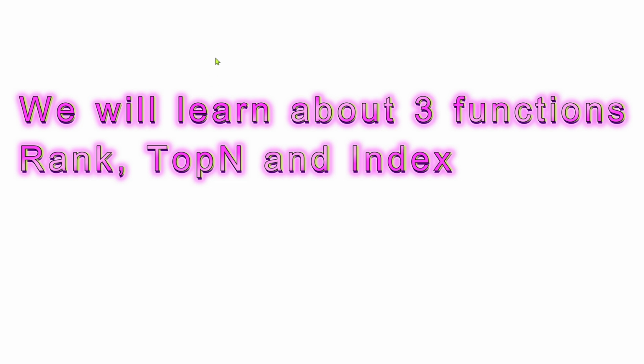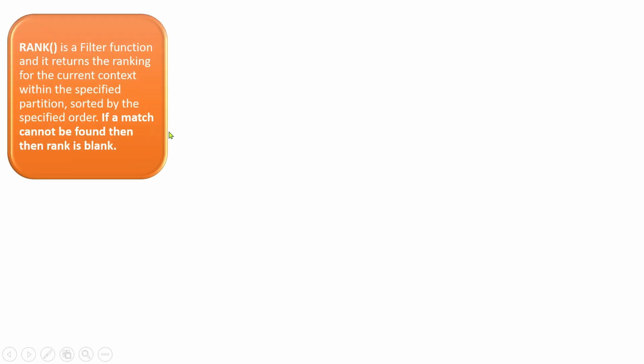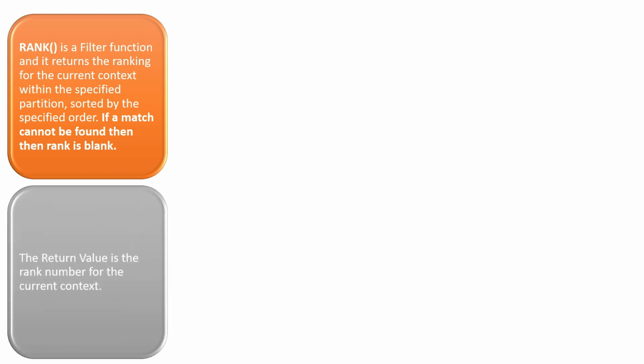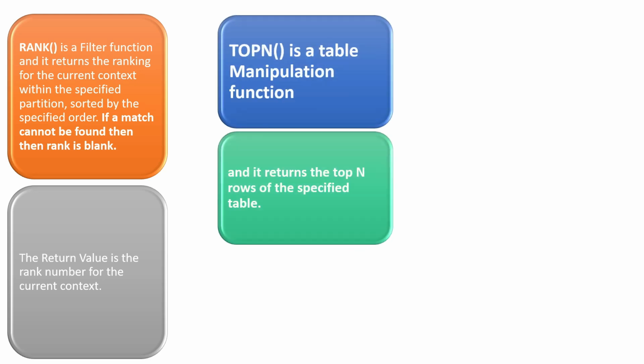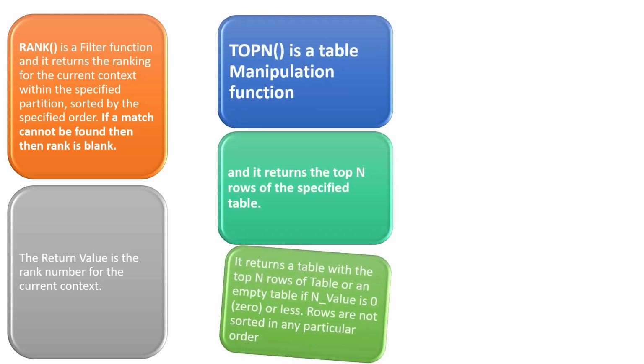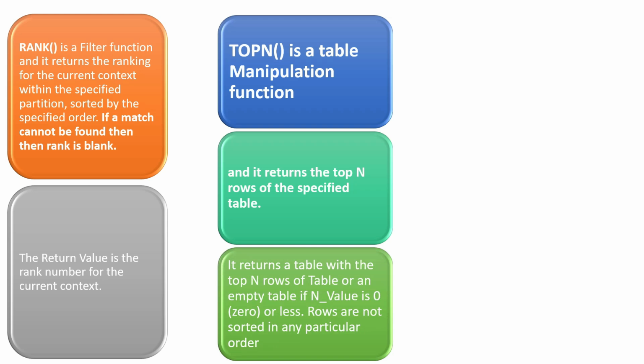In this video, we'll try to learn about three functions: RANK, TOPN, and INDEX, and we'll also find out the differences between these three functions. As you can see on the screen, RANK is a filter function, and it returns the ranking for the current context within the specified partition, and the return value is the rank number for the current context. Whereas TOPN is a table manipulation function, and it returns the top n rows of the specified table.